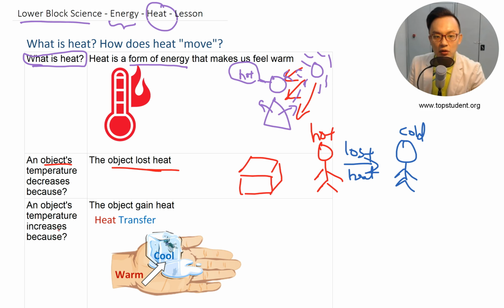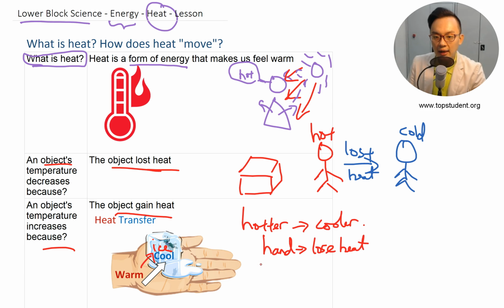Why does an object's temperature increase? Because the object gained heat. Okay, so let's look at this hand. The heat will always travel from the hotter to the cooler. Between ice and the hand, which is hotter? The hand is warmer, so the heat will go in this direction, from the hand to the ice. So what it means is that the hand will lose heat and the ice will gain heat.